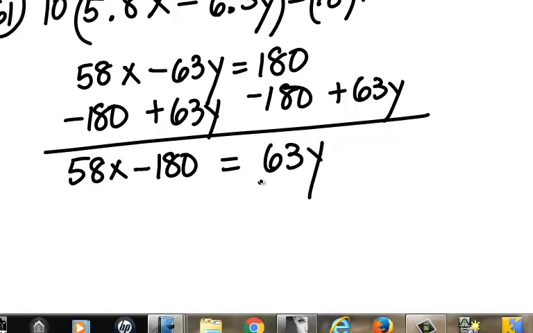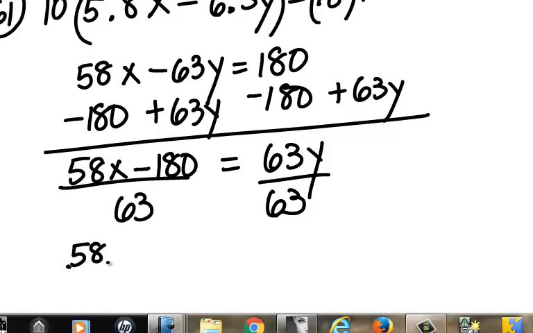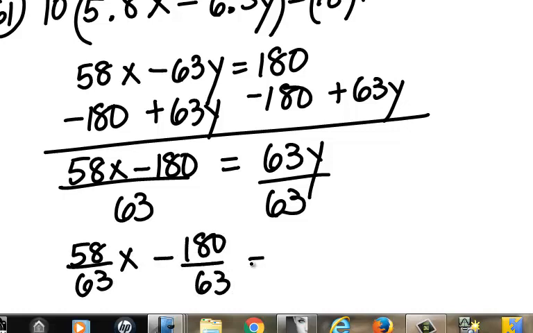Okay, divide by 63 to get y by itself. You've got to get y by itself to put it in on the calculator. So we'd have 58 divided by 63 x minus 180 divided by 63 equals y. And for the calculator, we're going to put parentheses around those fractions.